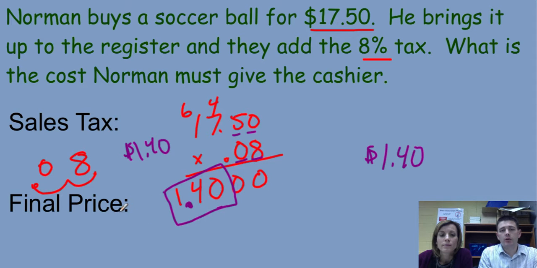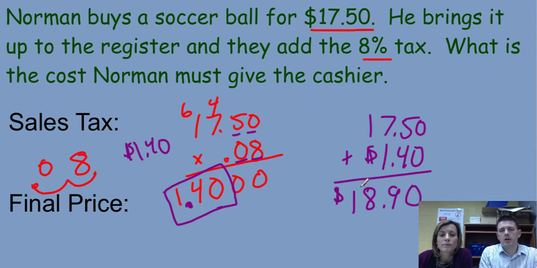Last step, to find your final price, we take our sales tax plus the original cost. So we add them together. And we get a final cost of $18.90. So our price times our percent, that's our sales tax, and then we add it back on.